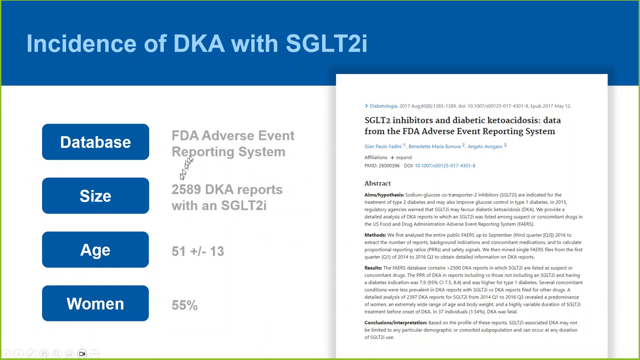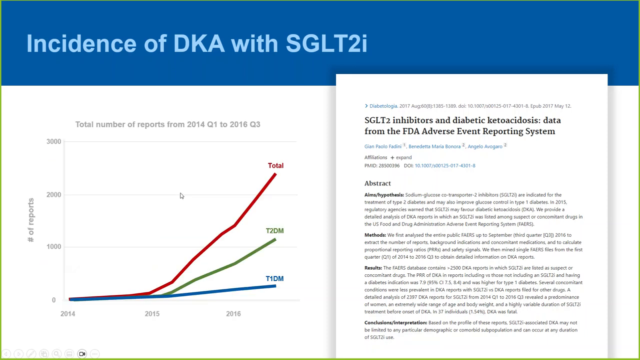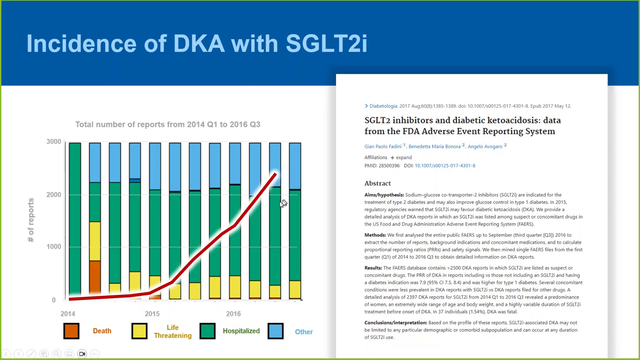And what they did is they found all of the cases of DKA in patients who were taking an SGLT2 inhibitor, and they found about 2,500 cases. And what they saw is that over time, since 2014, the incidence of DKA in patients taking SGLT2 inhibitors has been going up. I wouldn't get too excited about the gap between the patients with diabetes and the total, because there was a good number of patients in whom they just didn't report their diabetic status.